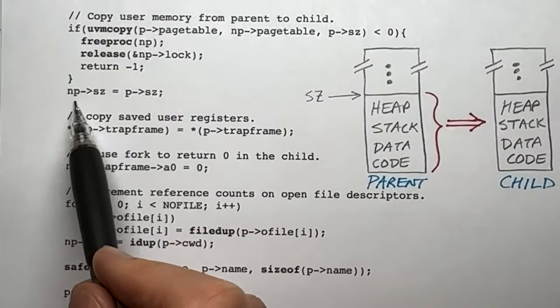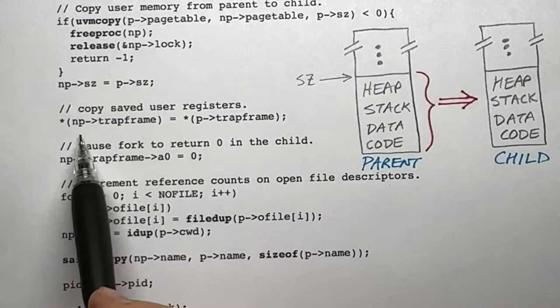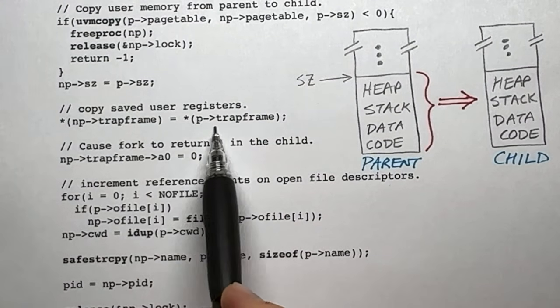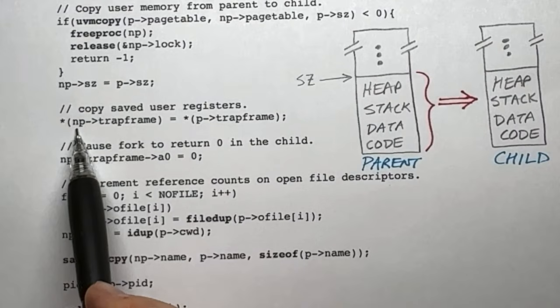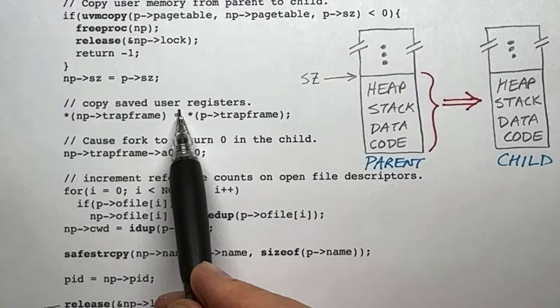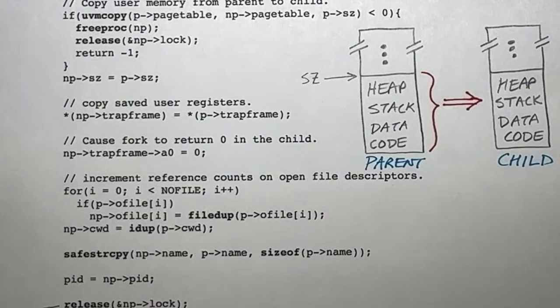Here we copy the size field. And here we copy the trap frame, which copies from the parent to the child all the user registers that were valid in user mode, as well as the program counter. When the child begins executing, the core will have exactly the same state as the parent, and because the program counter is also copied, it will resume execution at the same location.